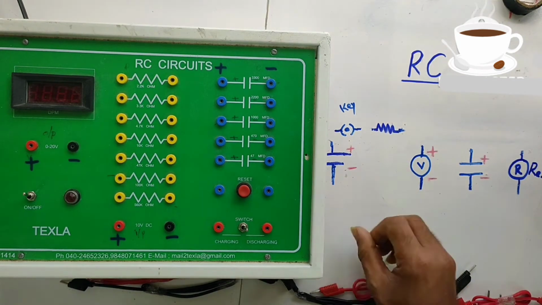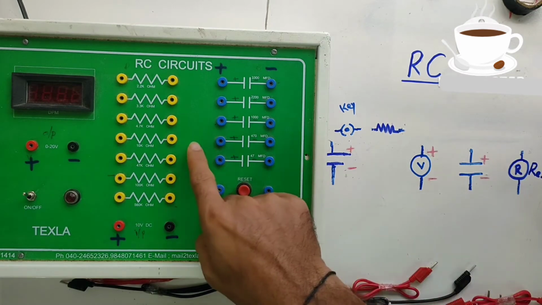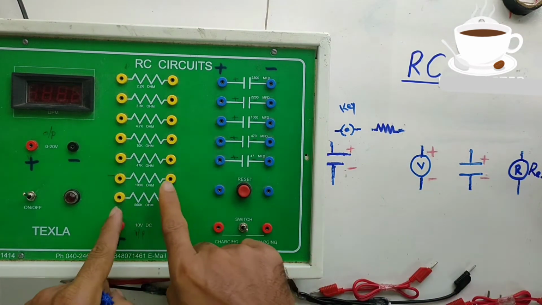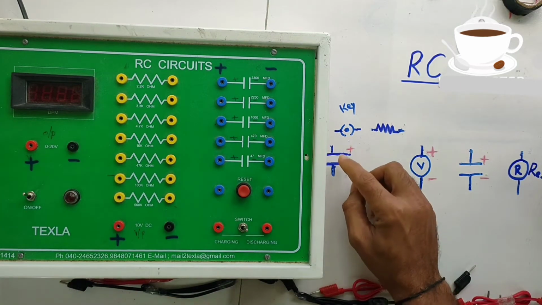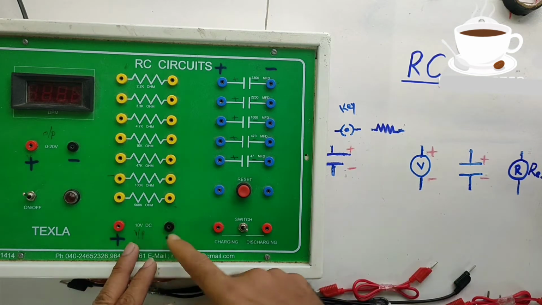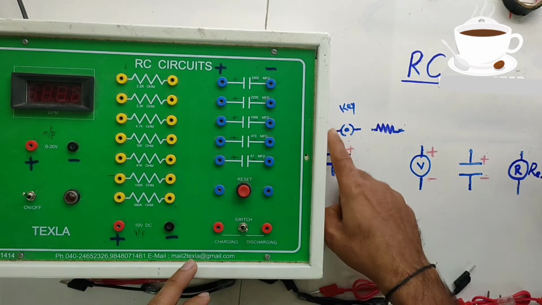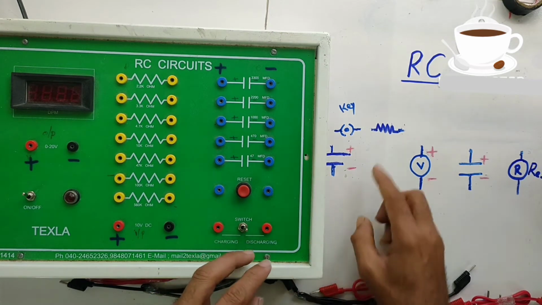Why? Because each element has two terminals, like in a kit. See here, each element has two terminals like this. The battery has two terminals. In that board, the battery has two terminals. The switch key has two terminals. In that kit, the switch has two terminals.